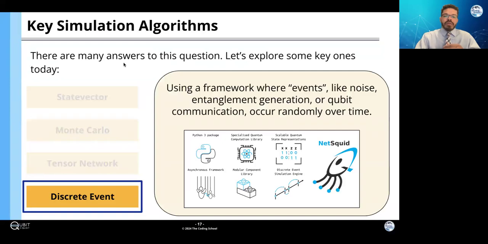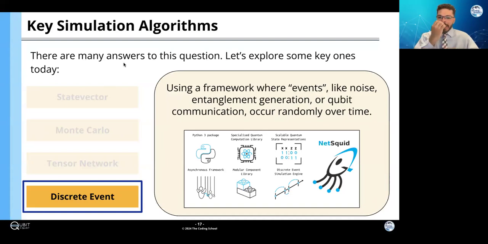Okay, and then this discrete event framework thinks about these quantum processes as sort of discrete events, for lack of a better term. So a state vector, you can think about it as almost smashing all your gates together into one big matrix and then calculating that matrix's effect on a state vector, right? This will do some things that happen in order.